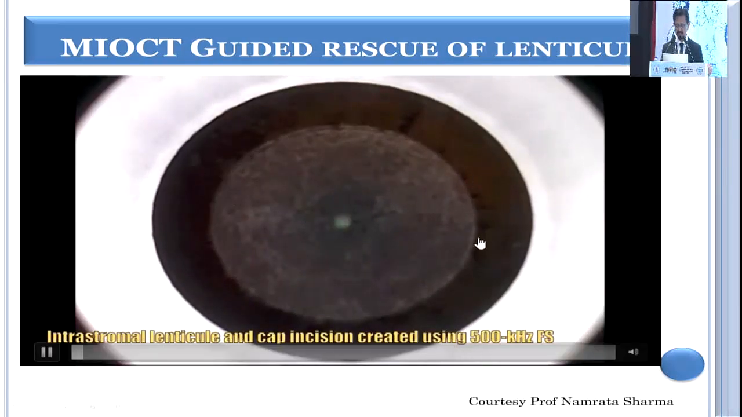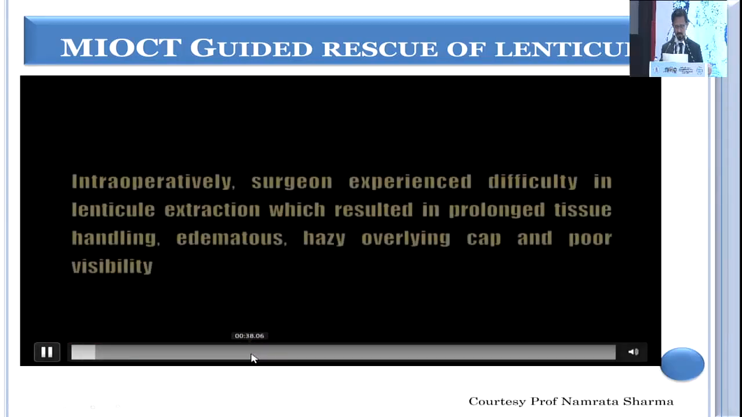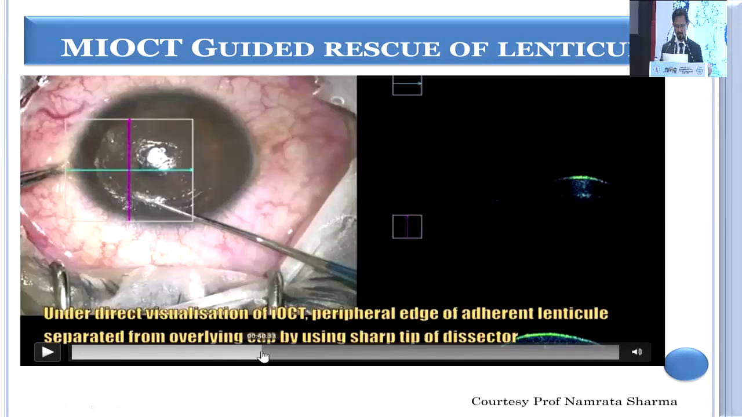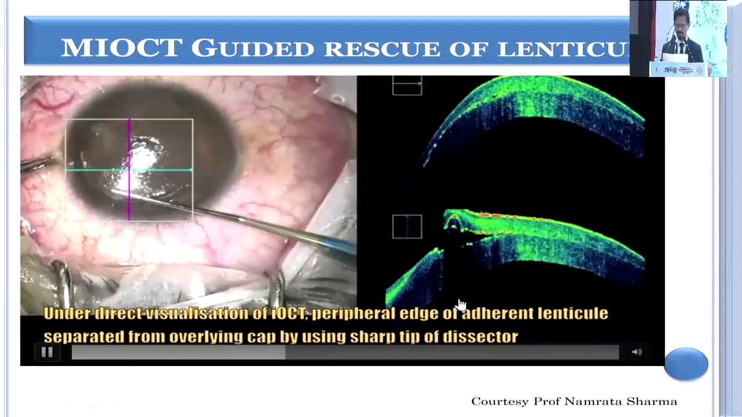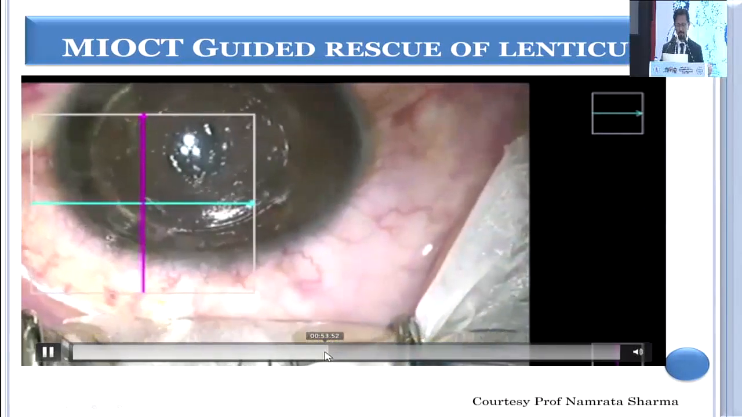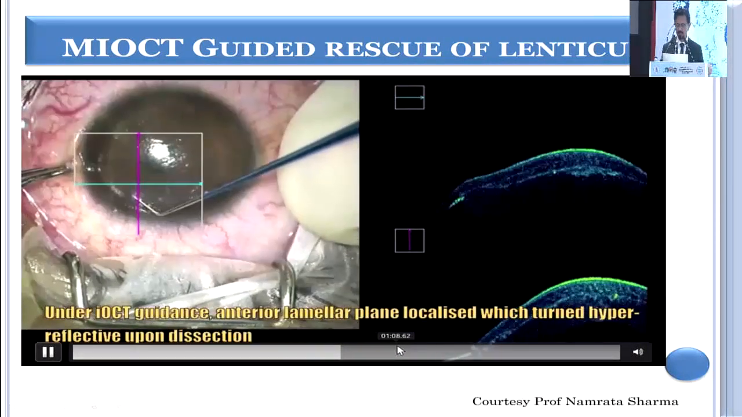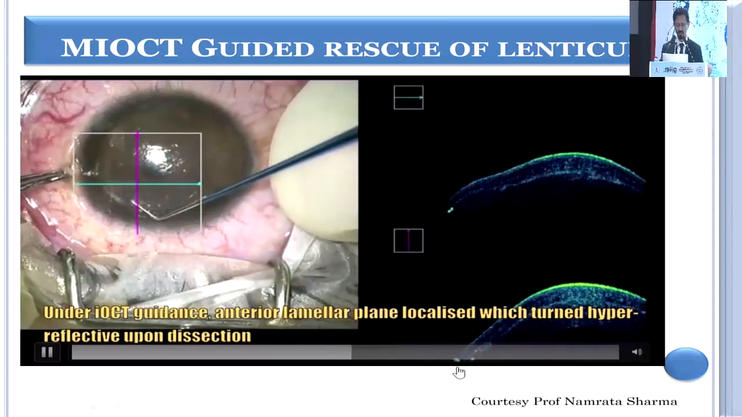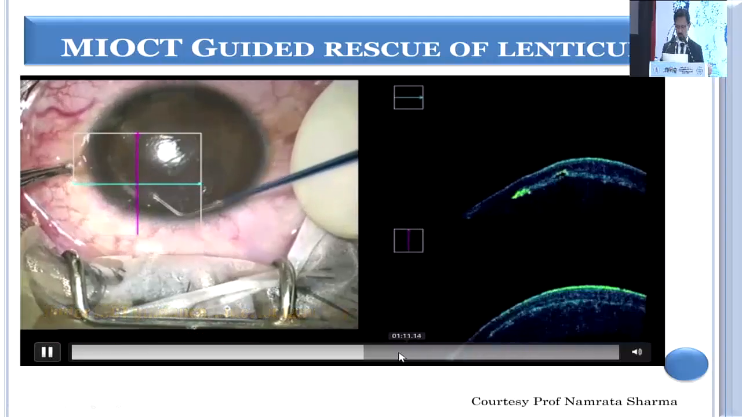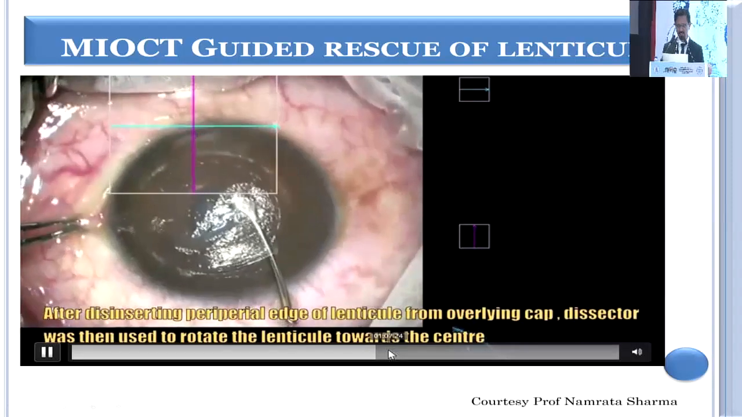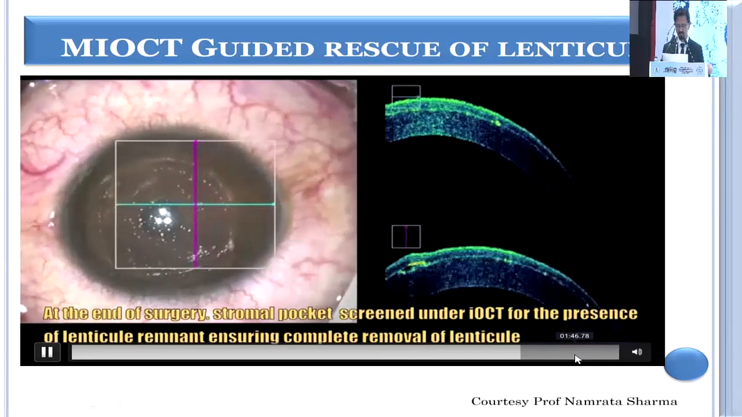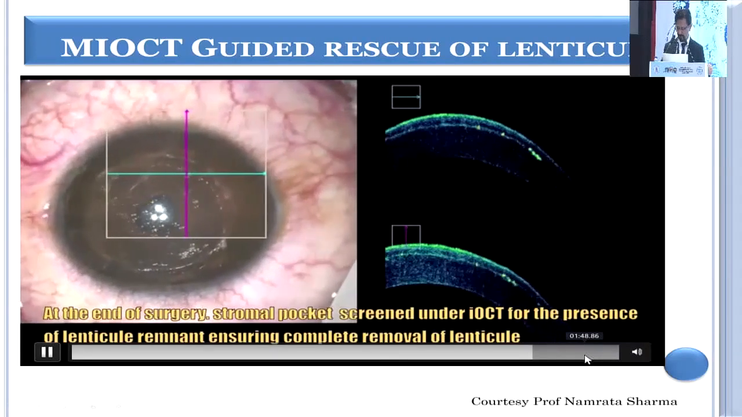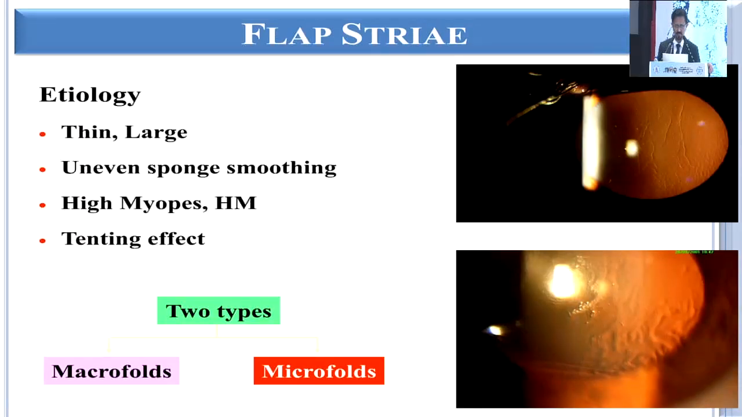So as you can see here, this is the case wherein there was some lenticule left. So when you go in, then you will see that intraoperative OCT will show to you the lenticule which is left there, the exact position of that, and then you can remove that. So that is very much doable. And after that you can check and remove it.